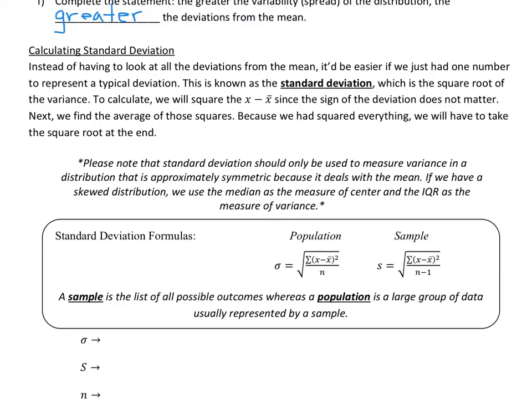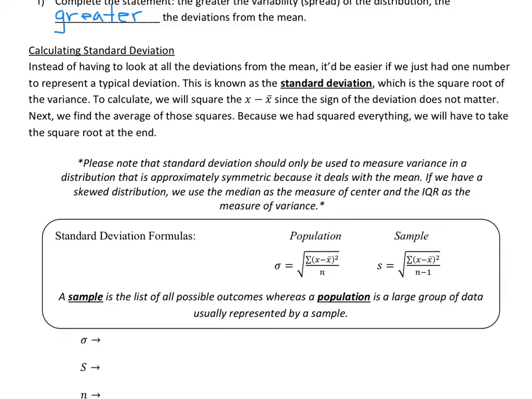Calculating standard deviation. Instead of having to look at all the deviations from the mean, it'd be easier if we just had one number to represent a typical deviation. This is known as the standard deviation, which is the square root of the variance. To calculate, we will square the difference of x minus the mean, since the sign of the deviation doesn't matter. Next, we'll find an average of those squares, and then because we squared everything, we have to reverse it by taking the square root. It sounds complicated, but let's just take it step by step.